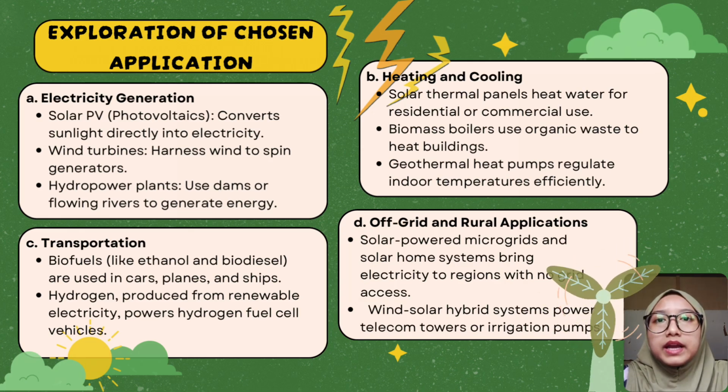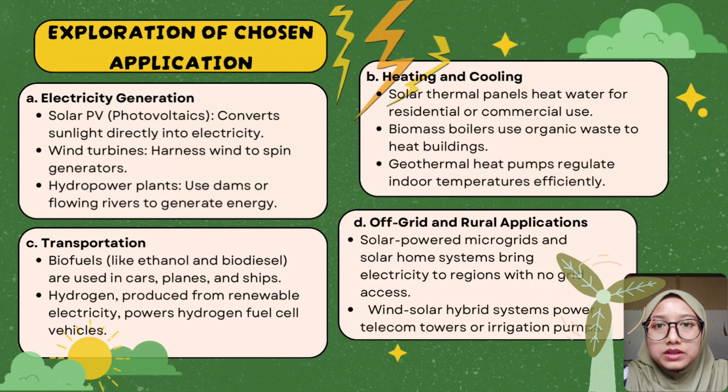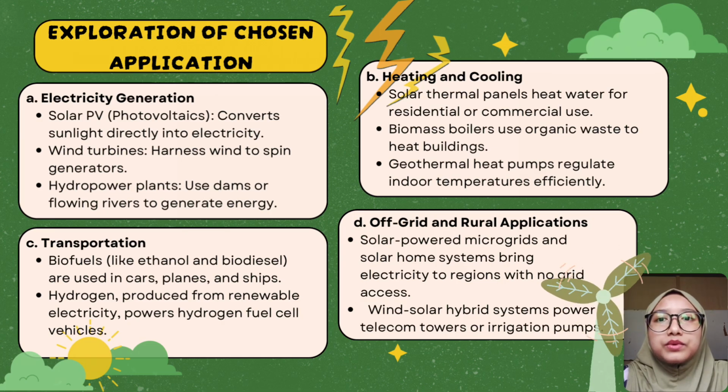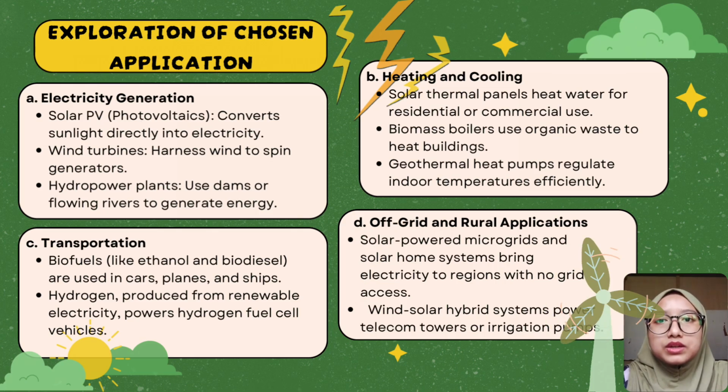Lastly, we have off-grid and rural applications. Renewable energy systems play a vital role in providing electricity to off-grid and rural areas. Solar power, microgrids, and home solar systems are increasingly being utilized to provide electricity in areas where grid access is unavailable. Additionally, hybrid systems that combine solar and wind energy are employed to power infrastructure such as telecommunication towers and irrigation systems.